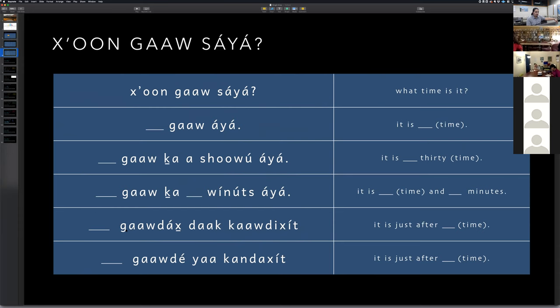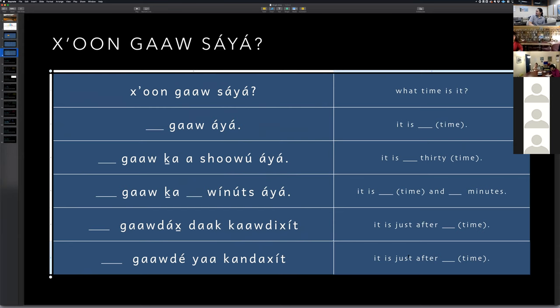So if it's 7:40 and I'm still lecturing about this, gaut kaw de hit, hucha, day away. And then gaut de yakan de hit. It is almost. So it's heading towards that time. Gaudeya kandahit. So you could say, Dachadushu gaka ashuwu. Oh, I guess that doesn't work. Let's say it was almost 8 o'clock, because I've been going way too long. Naskadushu gaudeya kandahit. It's going towards 8 o'clock.